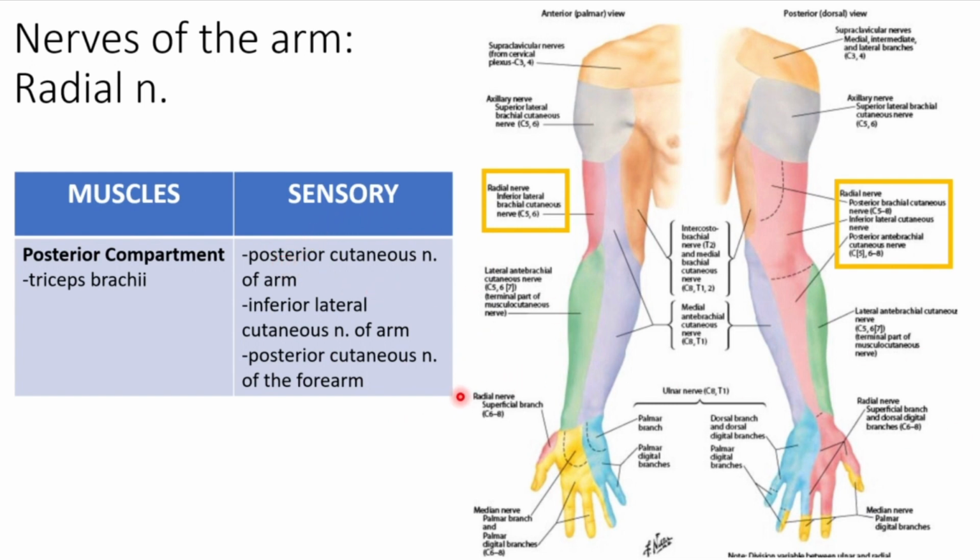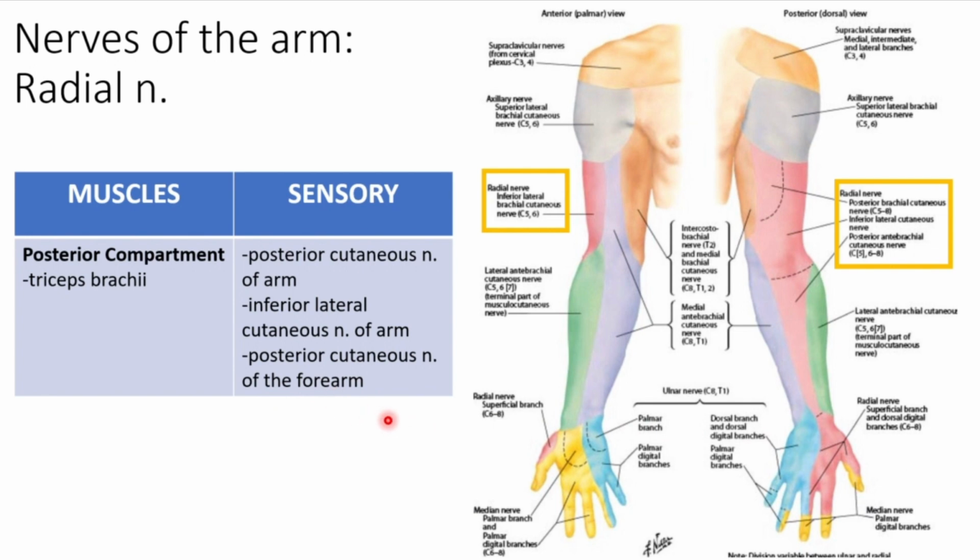It arises from the posterior cord and descends posteriorly to the humerus along the spiral groove with the deep artery of the arm. The radial nerve pierces the intramuscular septum and courses anteriorly to the lateral epicondyle between the brachialis and the brachioradialis. It then descends in the posterior compartment of the forearm.